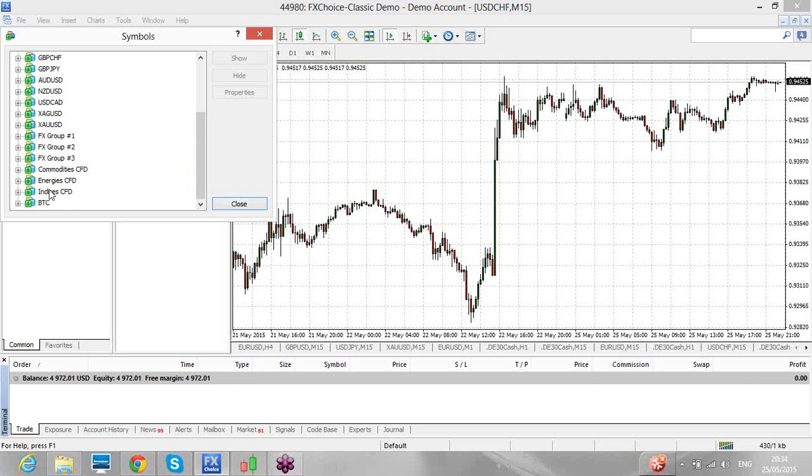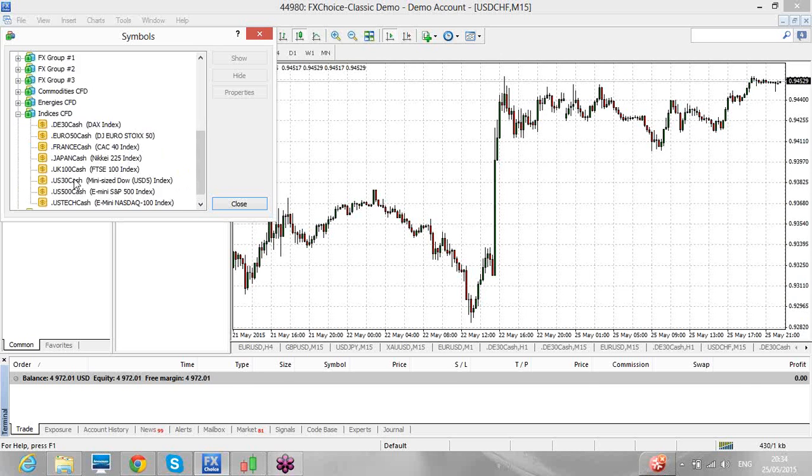Okay, so that's energies, and now down to indices. So here are the indices that we can trade on our MT4 platform. DE30 cash, that's the DAX index, the German index.